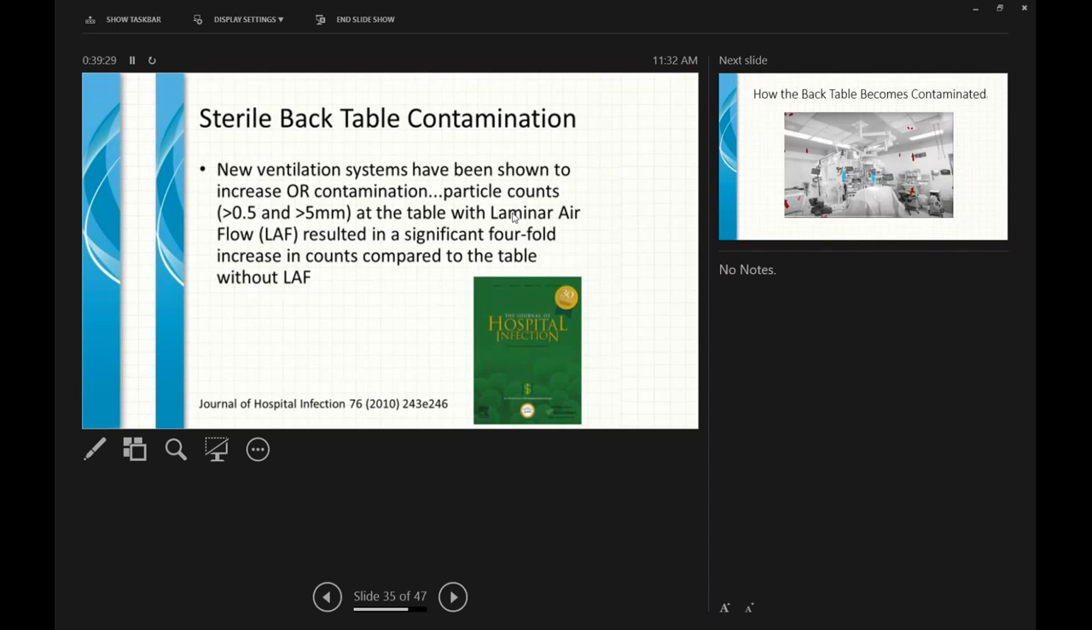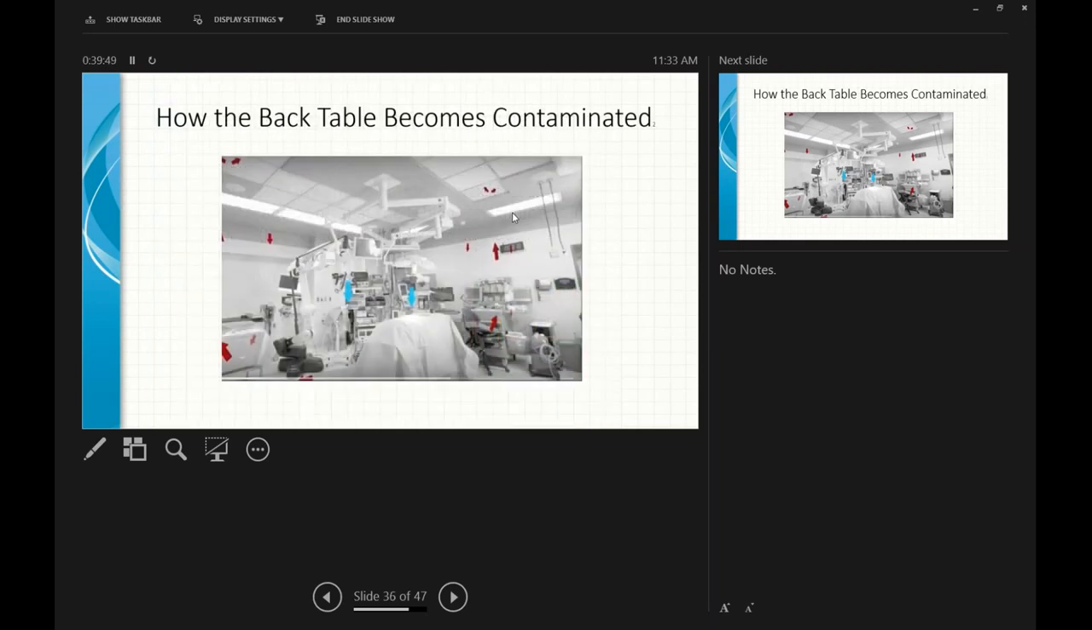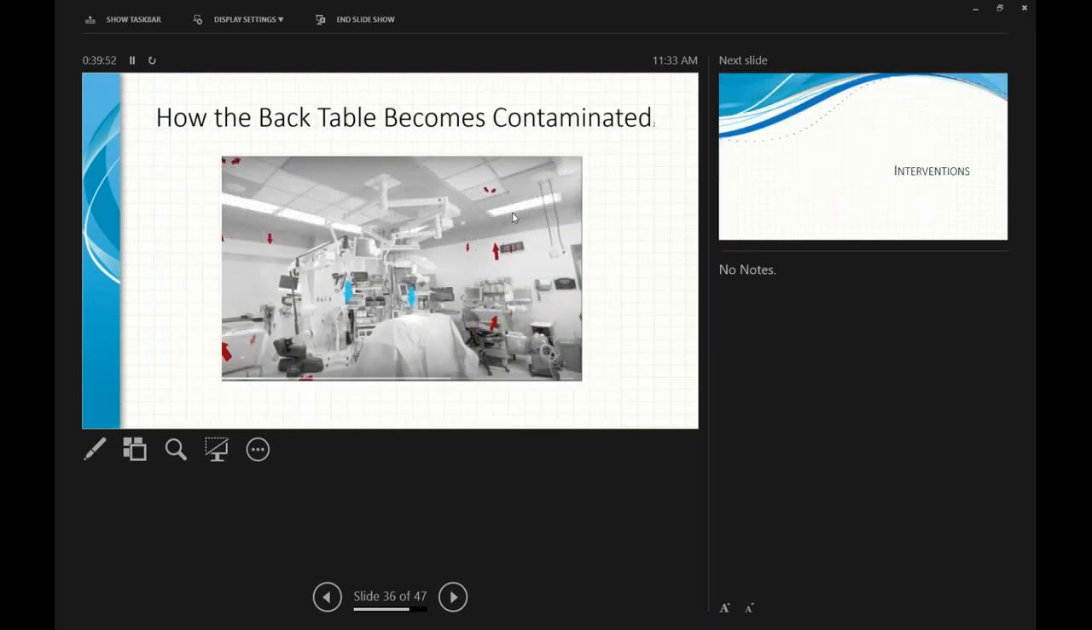New ventilation systems have also been shown to increase OR contamination. Their particle counts at the table with laminar airflow resulted in a significant 4-fold increase in counts compared to the table without laminar airflow. How does this happen? And here it is. This is the journal if you want to find the article. And this is how it becomes contaminated, because your table is out to the perimeter of the room.